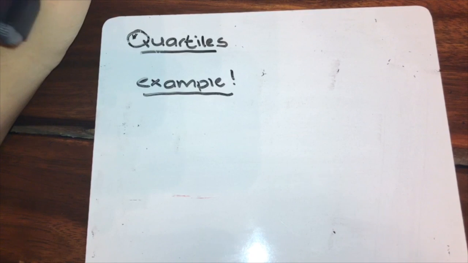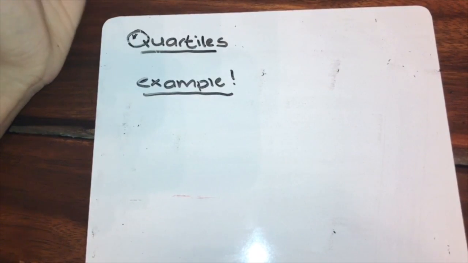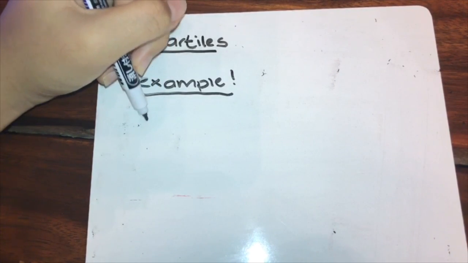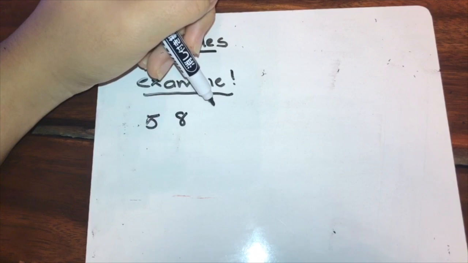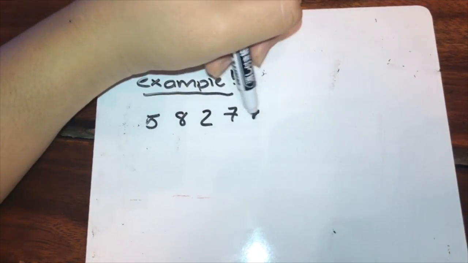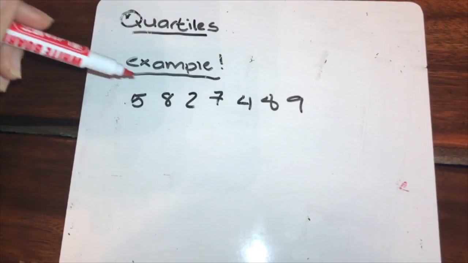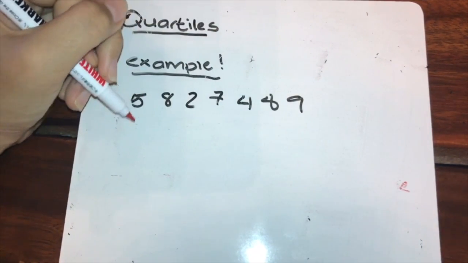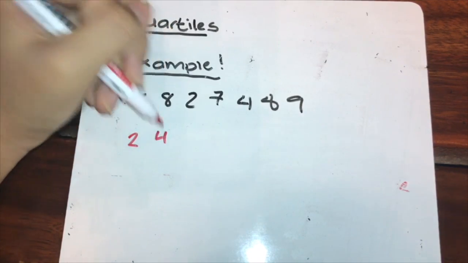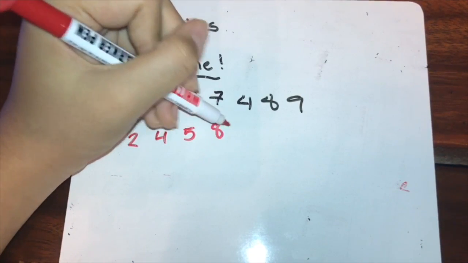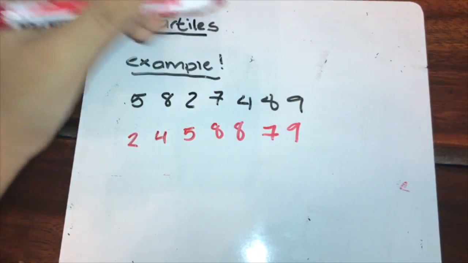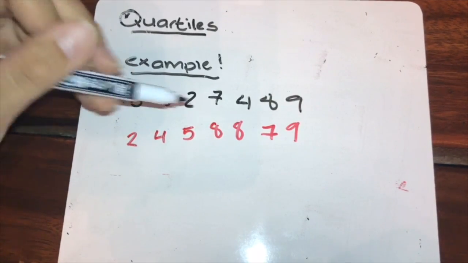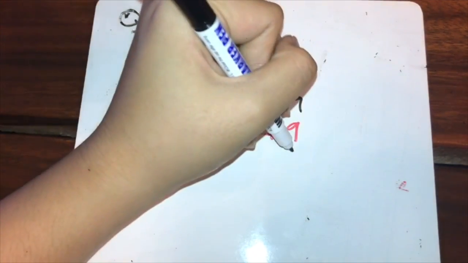An example of this is the number of mangoes a man bought throughout the week from the mango store. So, first day 5, second day 8, 2, 7. The first thing you need to do is order these from smallest to highest. So, 2, 4, 5, 7, 8, 8, and 9. Now you find the median, or your second quartile, to make things easier.